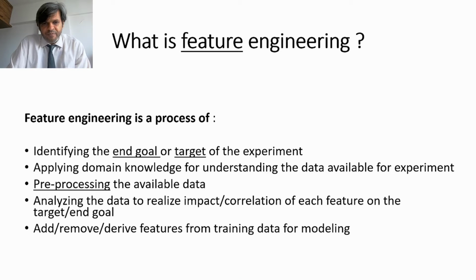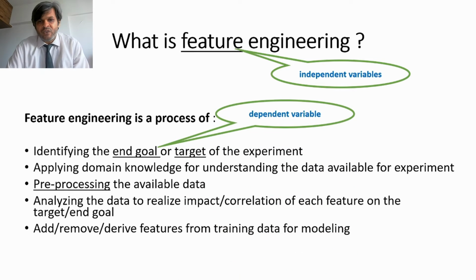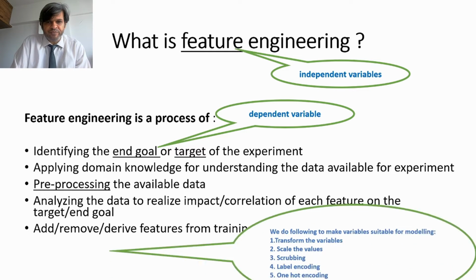Now, what is a feature? A feature is an independent variable. In the data we have n number of columns which are independent in nature by themselves. And what is our end goal? The end goal is a dependent variable which is derived out of a set of independent variables. So that is what feature engineering is about.